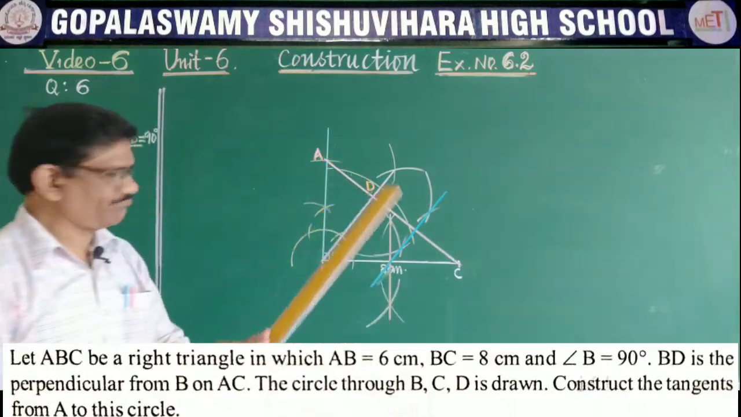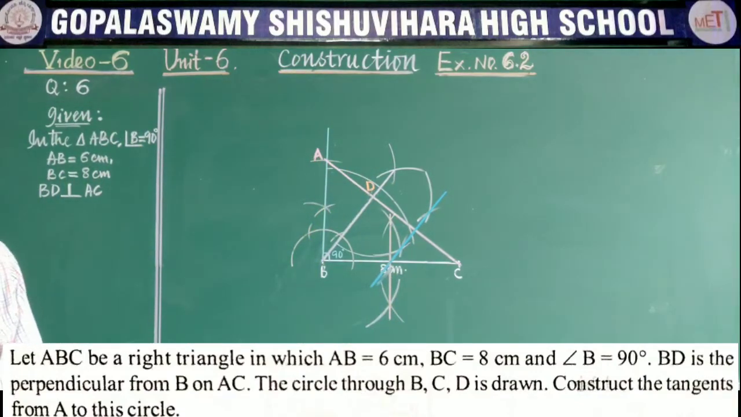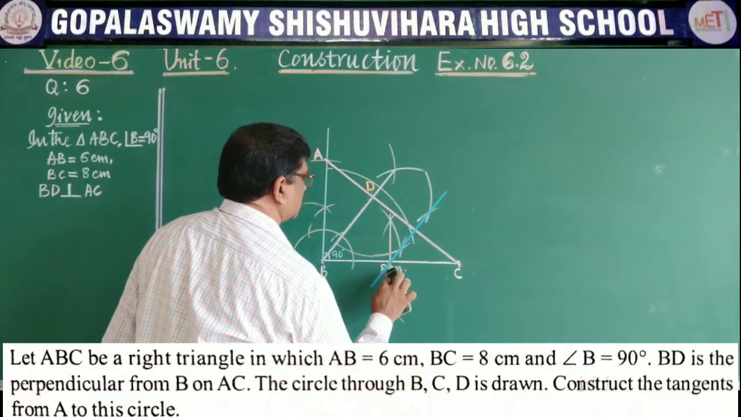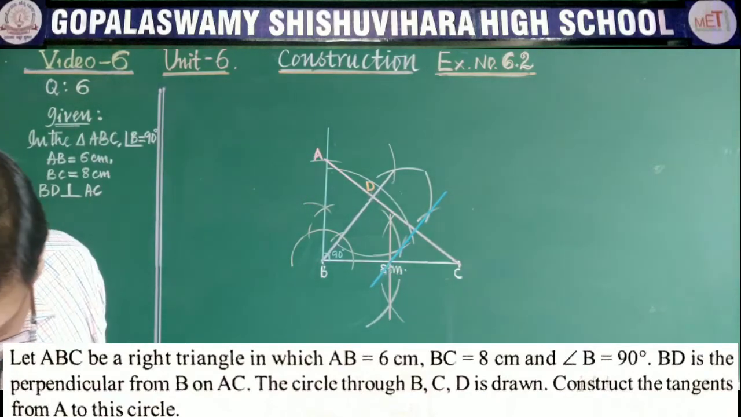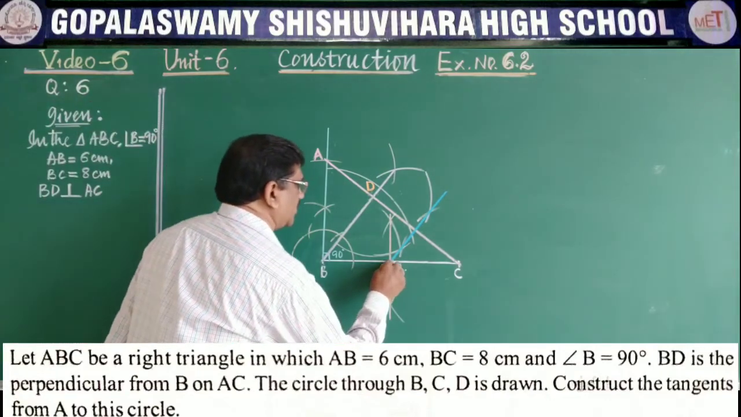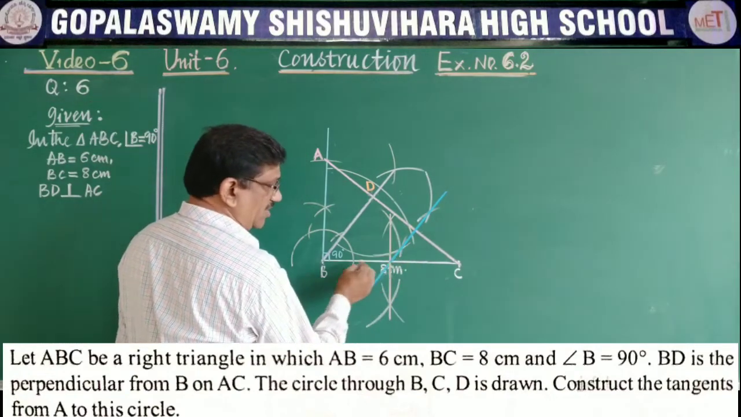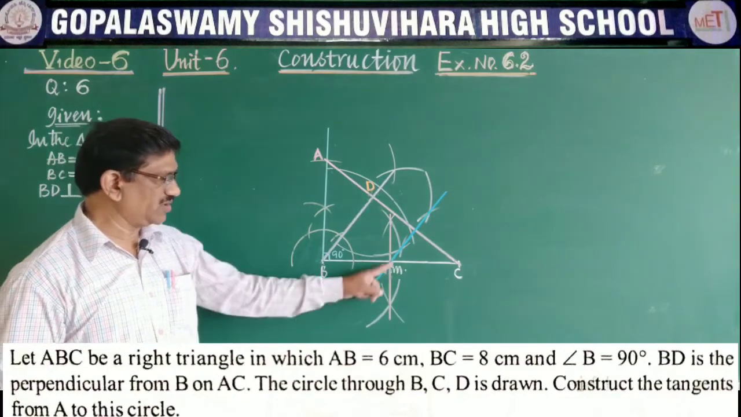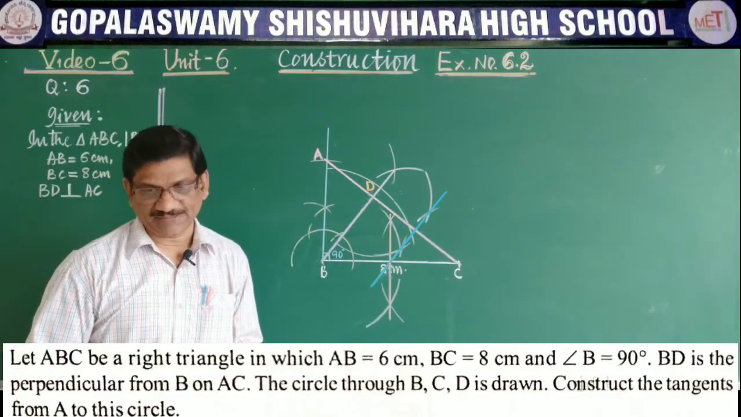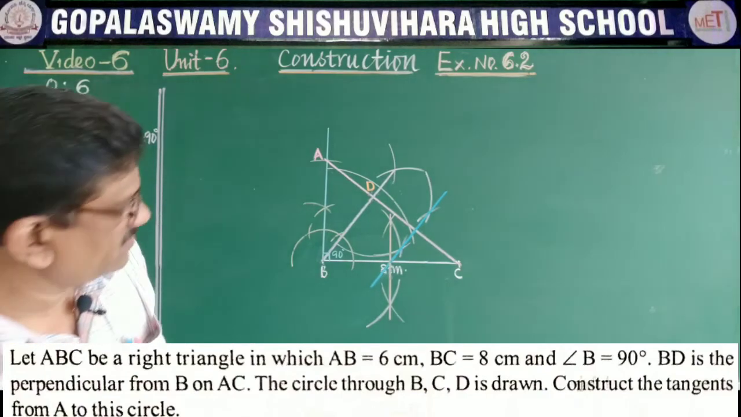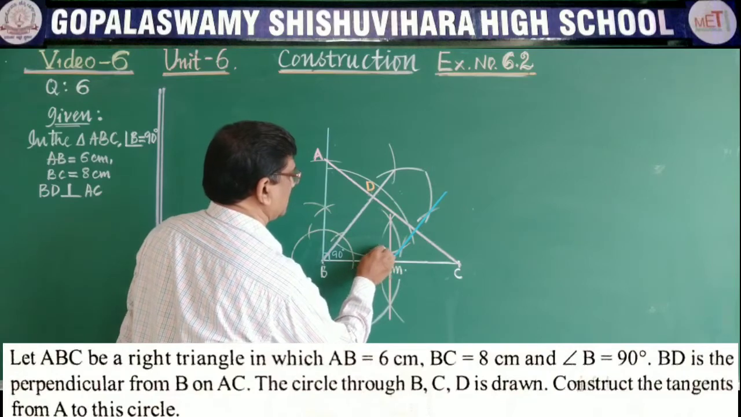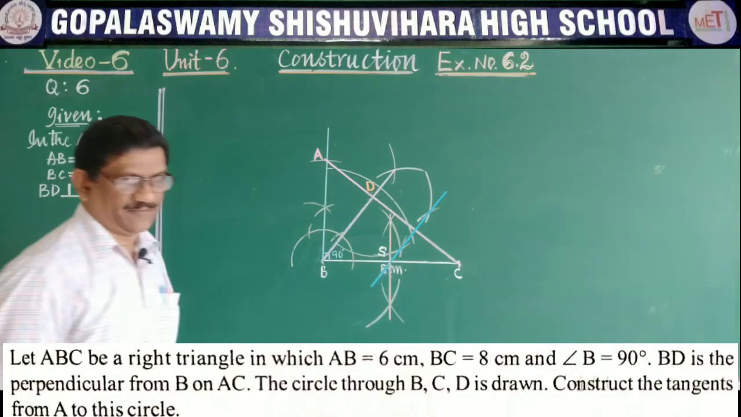This is the point where the two perpendicular bisectors meet each other. Okay. This point where the two perpendicular bisectors of a triangle meet each other, we call this the circumcenter. So usually the circumcenter is denoted by the symbol S. S is the point.